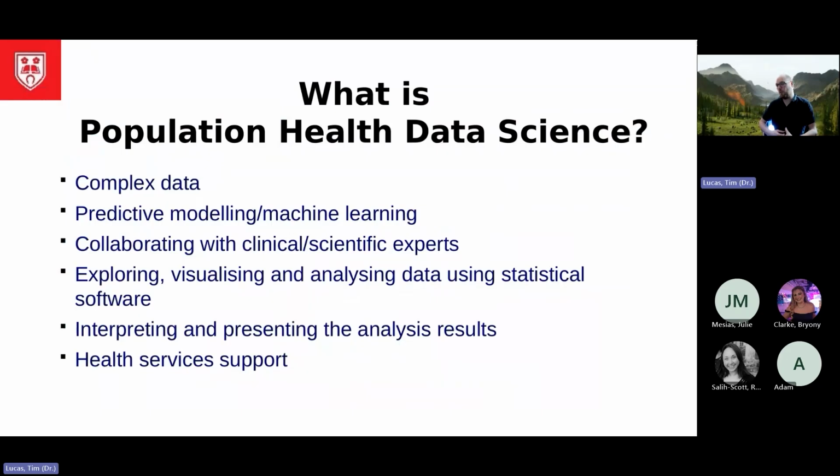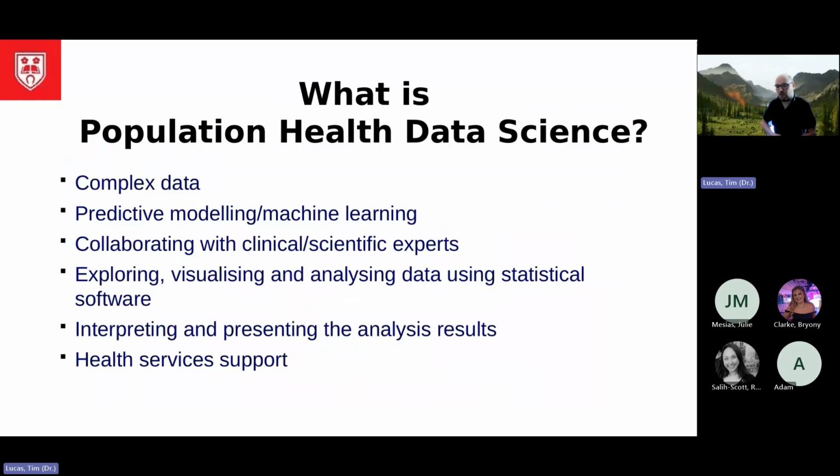It's absolutely about collaborating and working with experts in the field. So as a data scientist, you typically wouldn't be the expert in perhaps the disease that you're looking at or in the area of population health you're looking at. You'd instead be the expert in data science, in modeling and coding.